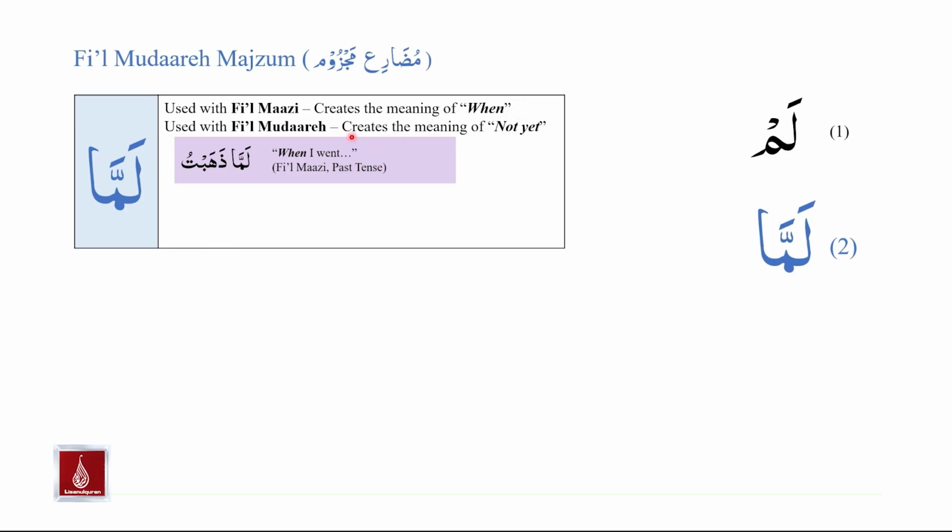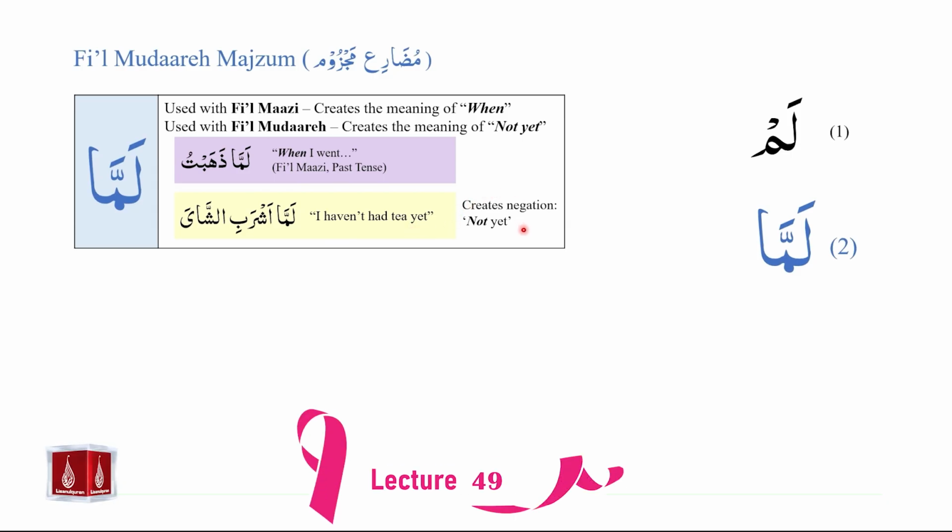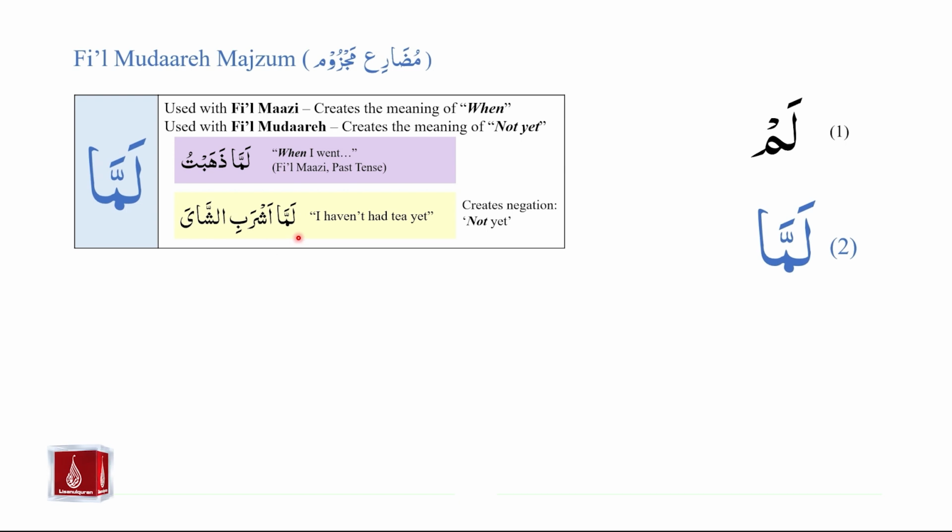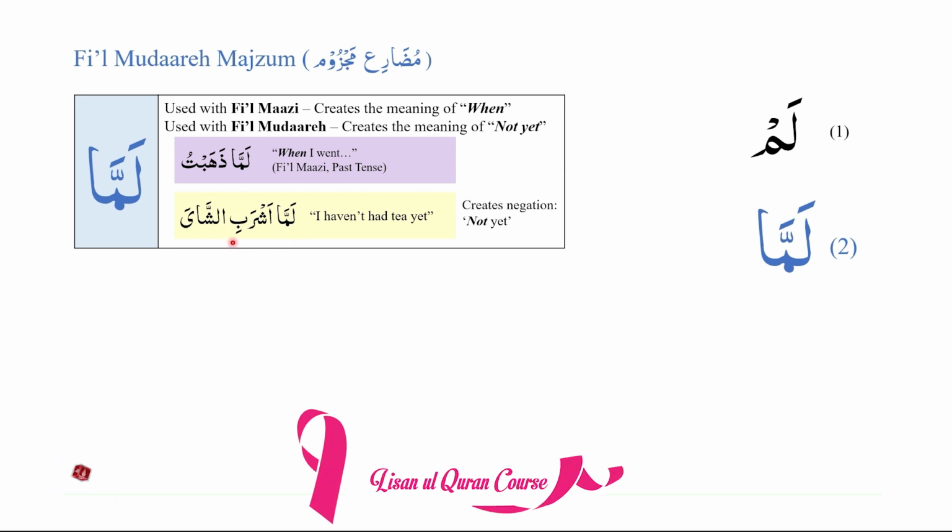Let us look at the second scenario. Here we have lamma ashrabish shaya. I haven't had tea yet. So in this example, it creates the meaning of not yet. Lamma is followed by ashrab. Ashrab is fi'il mudare majzoom because of the effect of lamma, and it is followed by shaya. And when we read it together, we will say lamma ashrabish shaya.